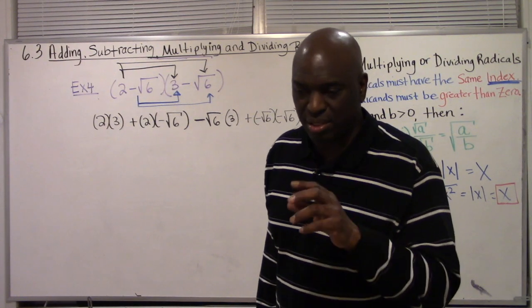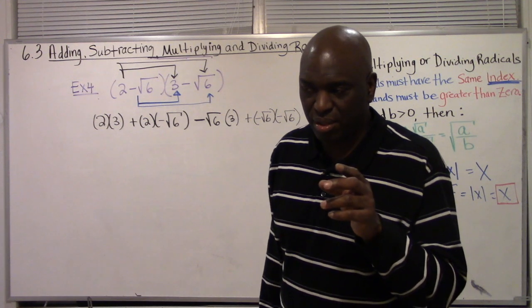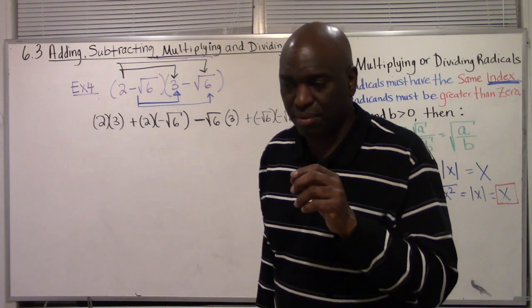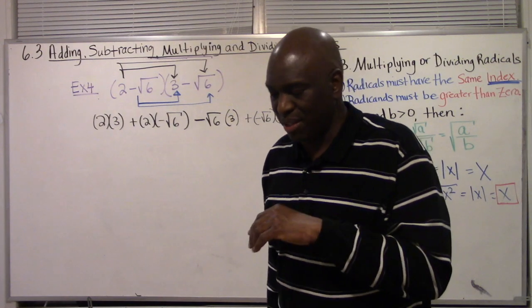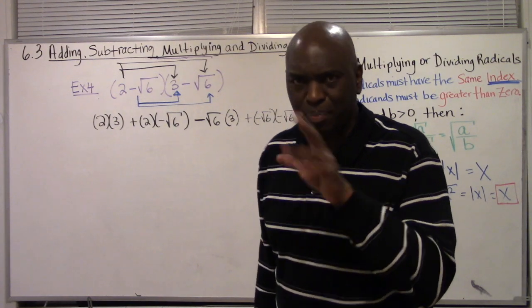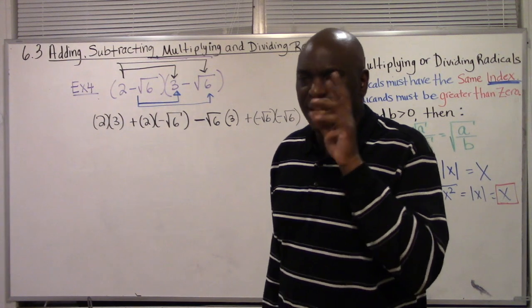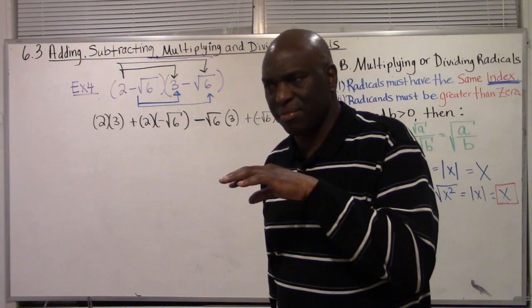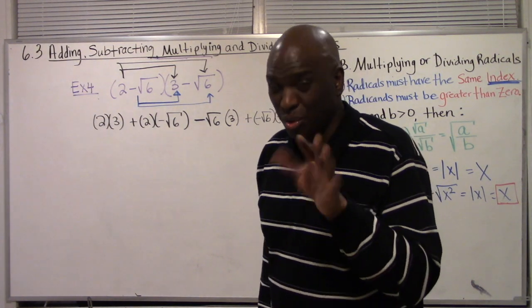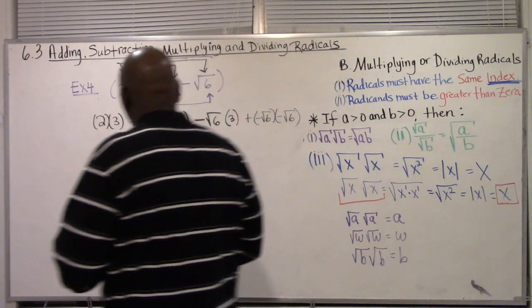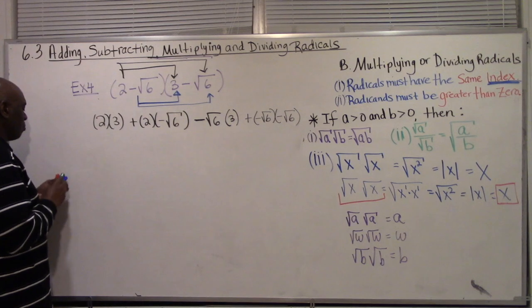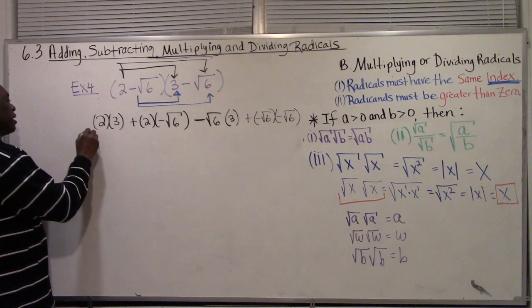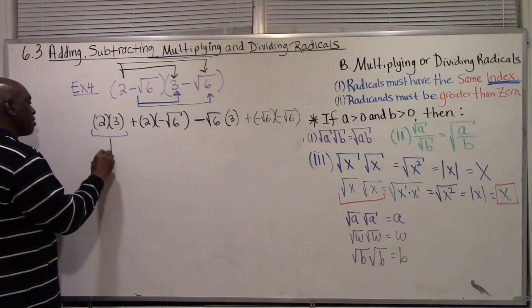Just know that a positive times a positive is a positive, and that a negative times a negative is a positive as well, and a negative times a positive is a negative. You know the rules? Okay, good. All right, here we go. 2 times 3, 6.